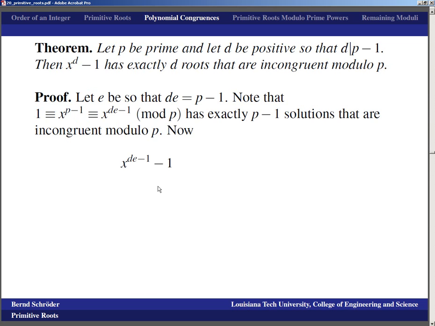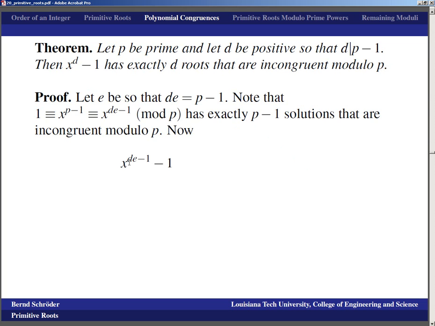Hang on just a second. Okay, this is what happens when you try to think ahead too far. I'm trying to prove this using primitive roots, but we don't have primitive roots modulo p yet. We will ultimately. But this is of course just Fermat's little theorem, because this equation is true for every number between 1 and p minus 1. So that claim certainly is valid.